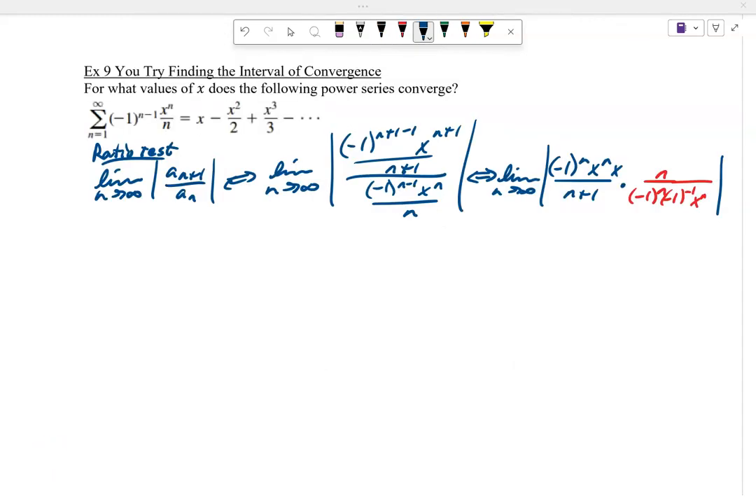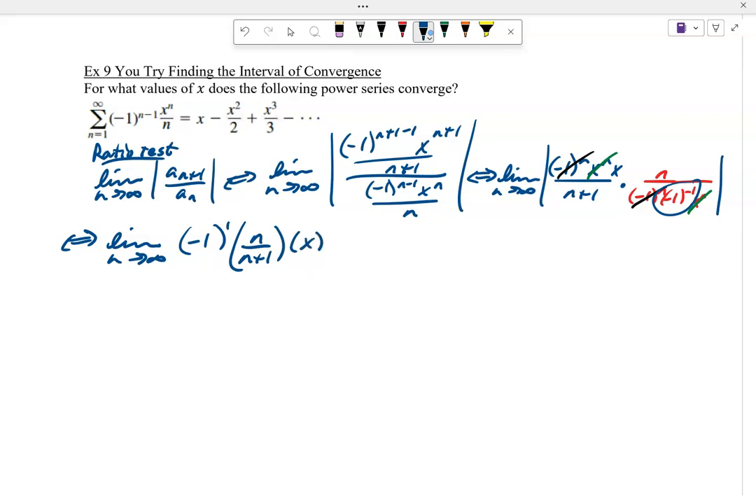So I've written out my ratio test here. And it looks like I've got negative 1 to the n canceling. I've got an x to the n canceling. So I've got n over n plus 1. See that negative 1 to the negative 1? That'll go up top and become negative 1 to the 1. So negative 1 to the positive 1. And then I got n over n plus 1. Then I got my x.